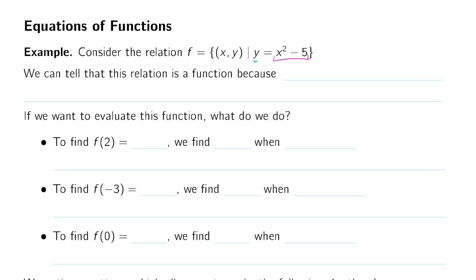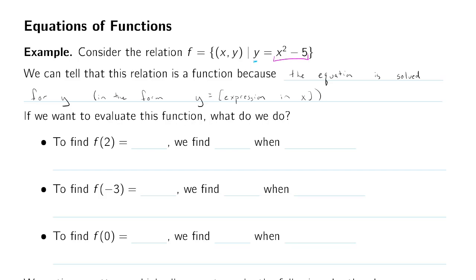So the way that we can recognize that this equation describes a function is that this equation is solved for y. In other words, it's written in the form y equals some expression in x. And whenever that happens, we know that we have a function. Let's see what we need to do in order to evaluate that function.